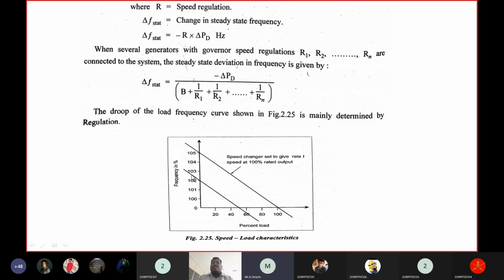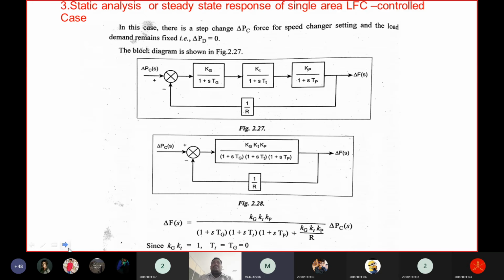Since each has the possibility of affecting the other, I have the characteristics. So this is the speed load characteristic of your area system. So the first case is the uncontrolled case, right? In the controlled case, del PC is put to 0. LPCR. Next is the controlled case: static analysis, or static response, of the area systems.